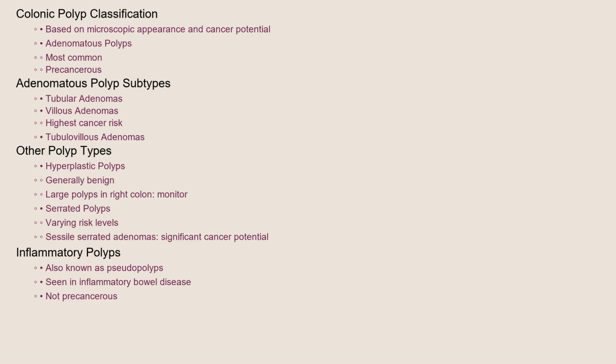Colonic polyps can be classified into several types based on their microscopic appearance and their potential for becoming cancerous. Adenomatous polyps are the most common type and are considered precancerous. They are further classified into tubular, villous, and tubulovillous adenomas, based on their shape and structure. Villous adenomas have the highest risk of becoming cancerous. Hyperplastic polyps are generally considered to be benign and have a very low risk of becoming cancerous, although large hyperplastic polyps in the right colon may require closer monitoring.